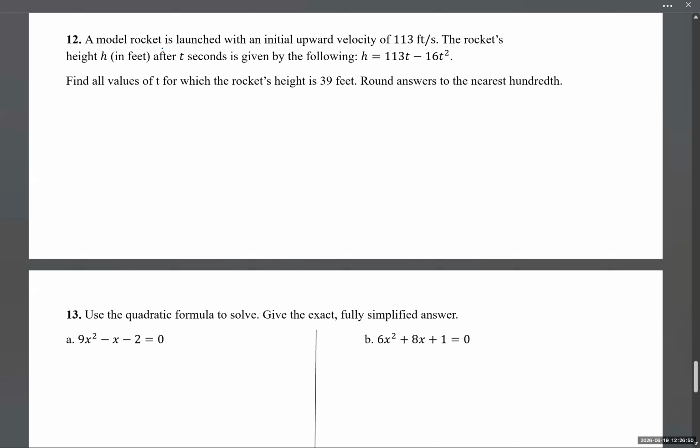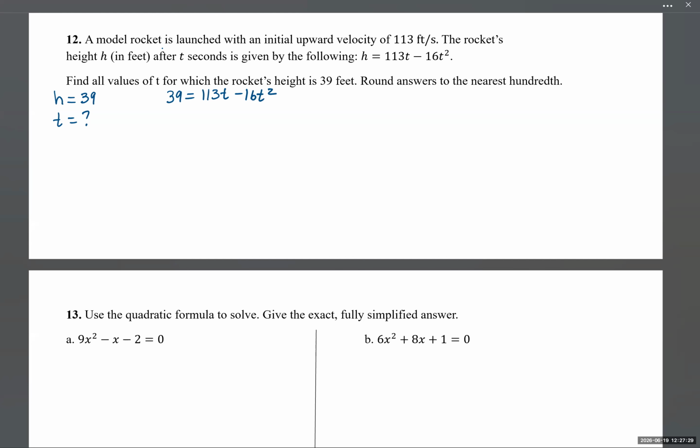One more applied problem. A model rocket is launched with an initial upward velocity of 113 feet per second. The rocket's height after t seconds is given by the following function. Find all values of t for which the rocket's height is 39 feet. We're going to be rounding to the nearest hundredth, which is 2 decimal places. So on this one, h equals 39, and we need to find the time it takes to get to 39. So we'll plug in 39 for h, and then solve this equation for t.